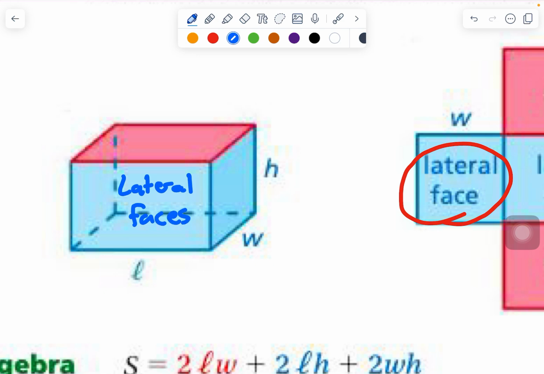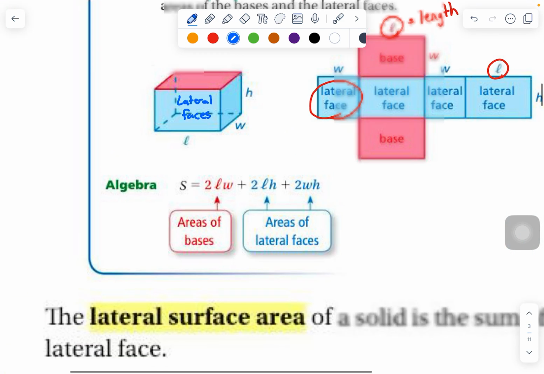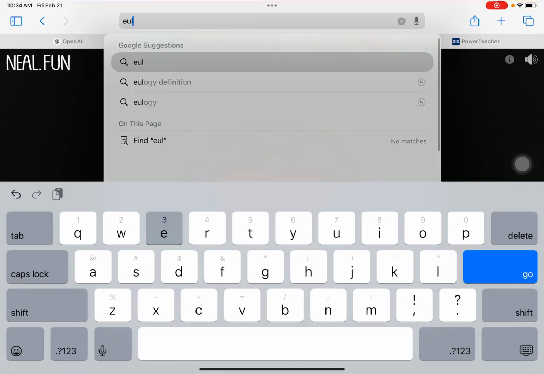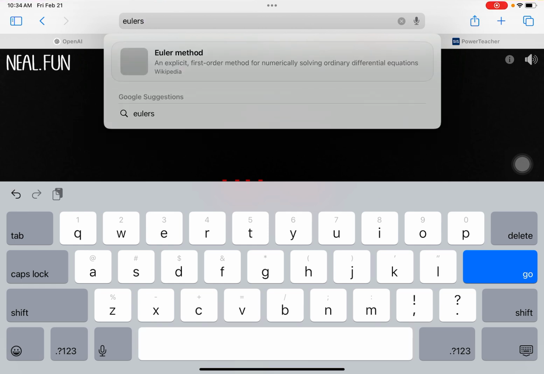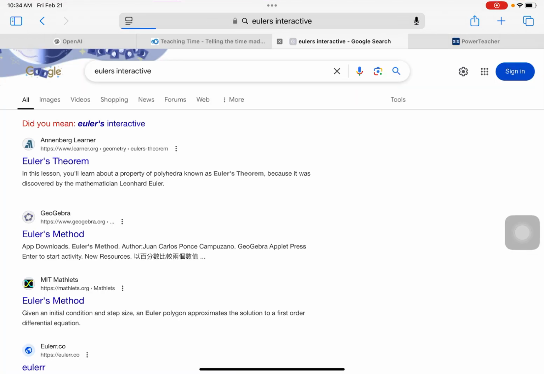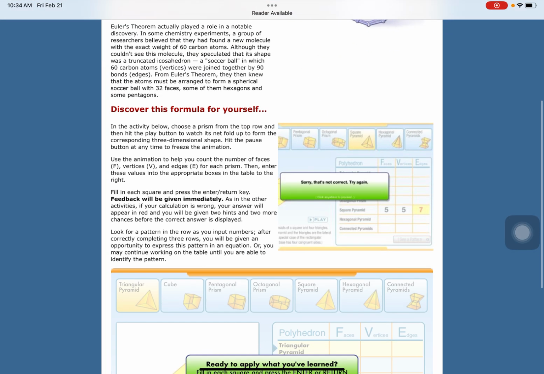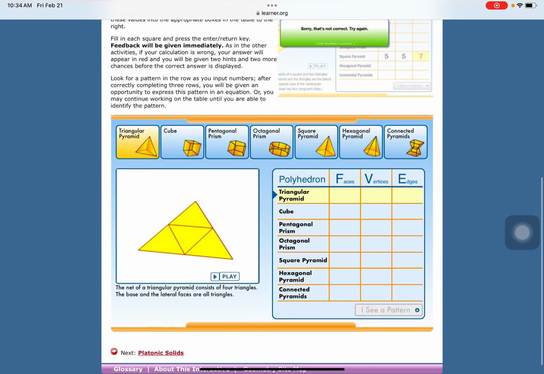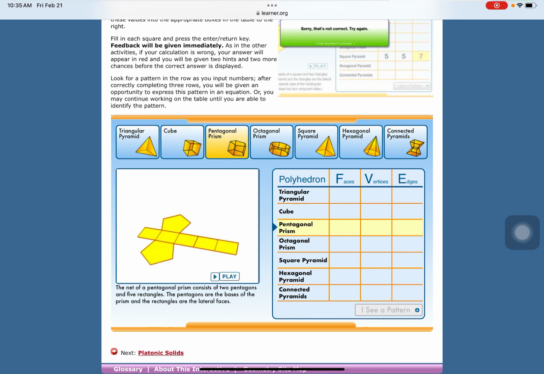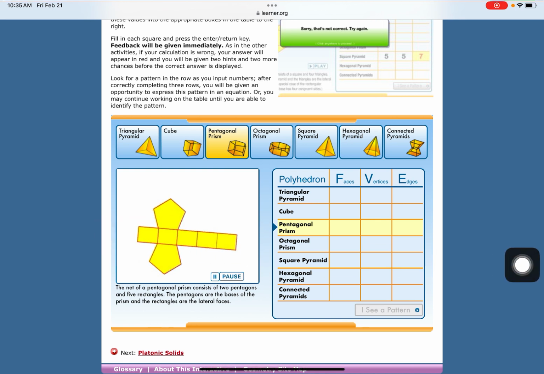I've got a cool website that I'll show you real quick that shows the lateral faces really well. I'm just going to type it, and I'll link this maybe tomorrow and we'll look at it together. If you go down here, you can see how these lateral faces wrap around the bases. It's way easier to see. So these are the lateral faces that are going to wrap around the base. Watch this one. It's pretty cool.